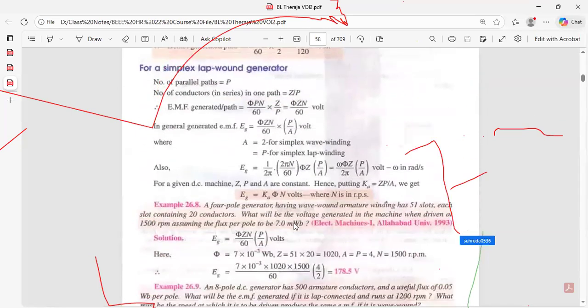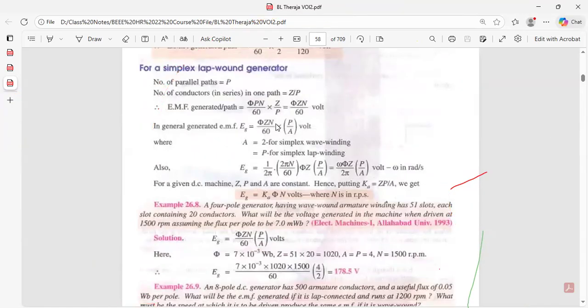Okay. Now see the EMF equation: phi Z n P by 60A. Why are they dividing with A? Because we have to divide with the number of parallel paths. If it is wave winding, A is equal to 2. If it is lap winding, A is equal to P. Now this is the complete EMF equation of a DC generator. EG is equal to phi Z N P by 60A.